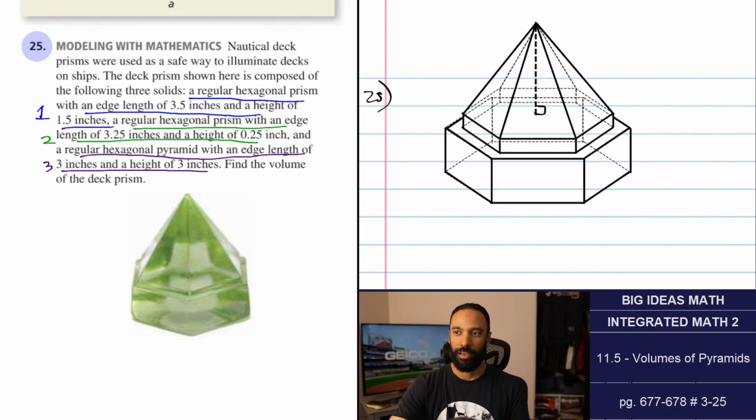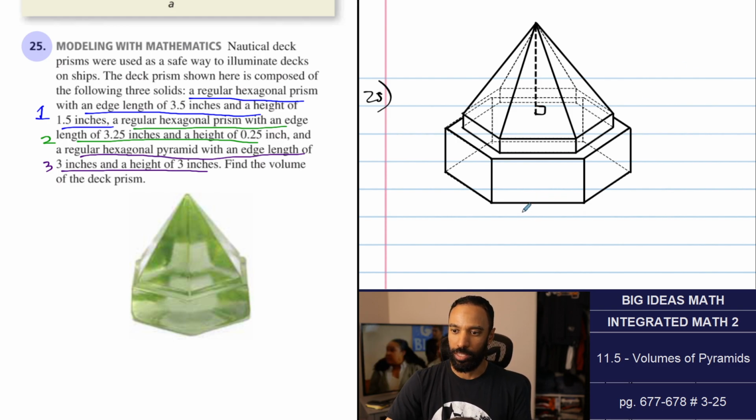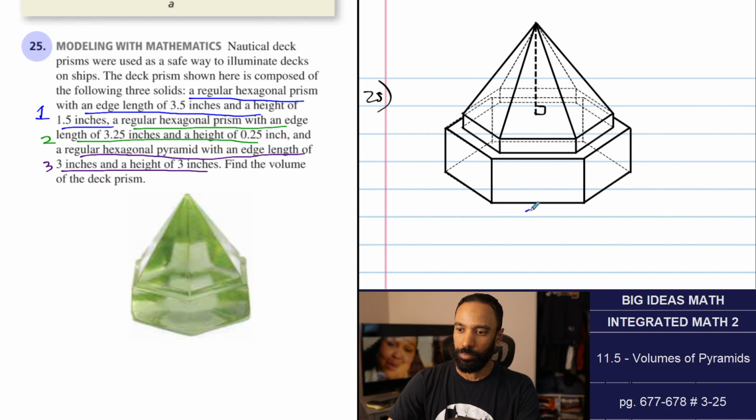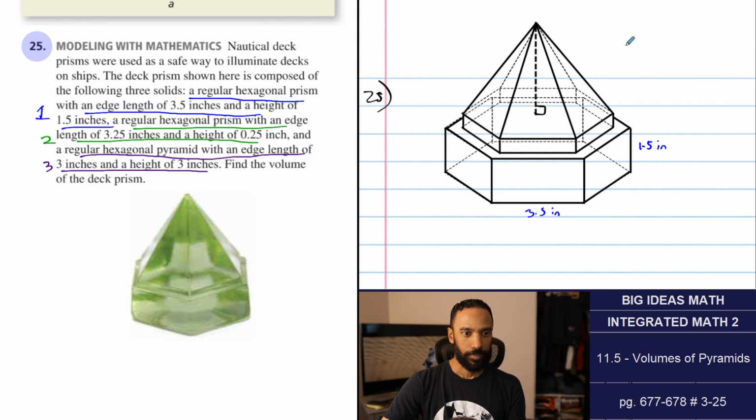So let's start doing some labeling. We have an edge length of 3.5 inches. Let's use blue. 3.5 inches here, and a height of 1.5 inches. Here we have 3.25 inches, and this height right here is 0.25 inches.